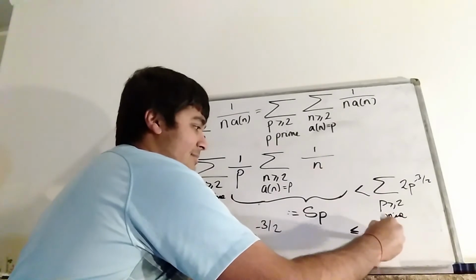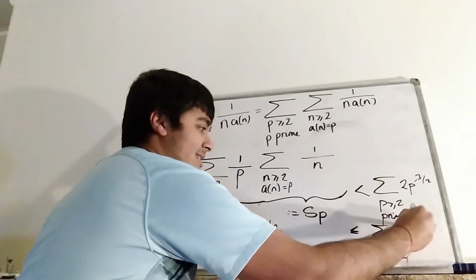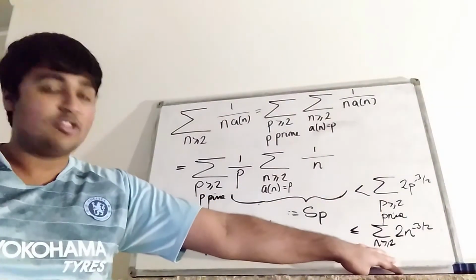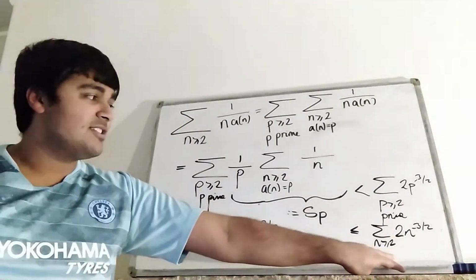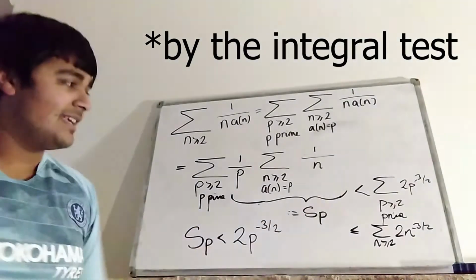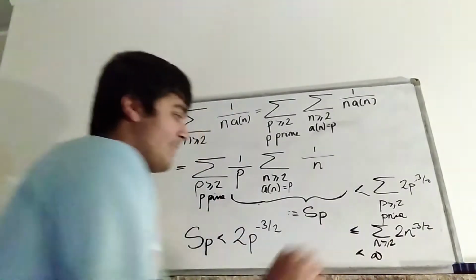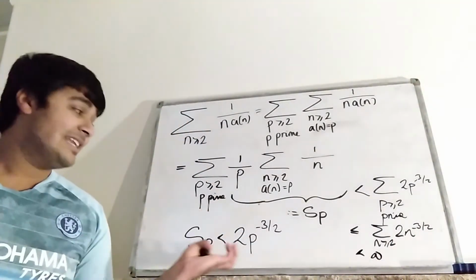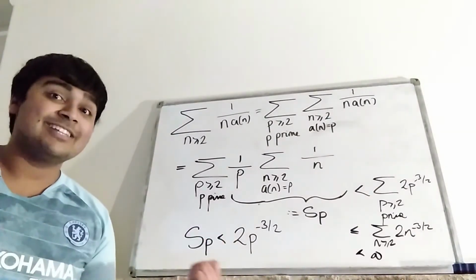But this converges, because it is less than or equal to the sum from n bigger than or equal to 2 of 2n to the minus 3 over 2. In this case we're also considering the non-primes, and this converges by, it's a geometric series. So this thing here is less than infinity. So if I can prove that this claim holds, then I'm done. So let's prove this, and the way we're going to prove this is by induction.